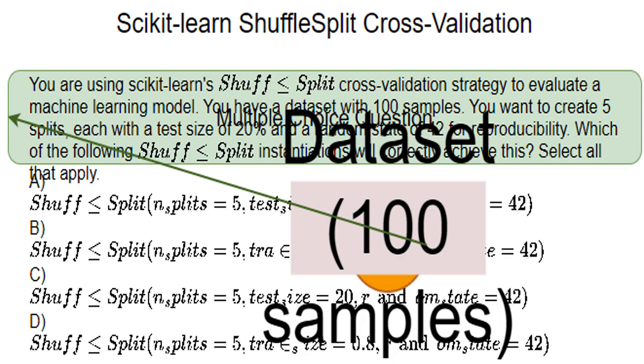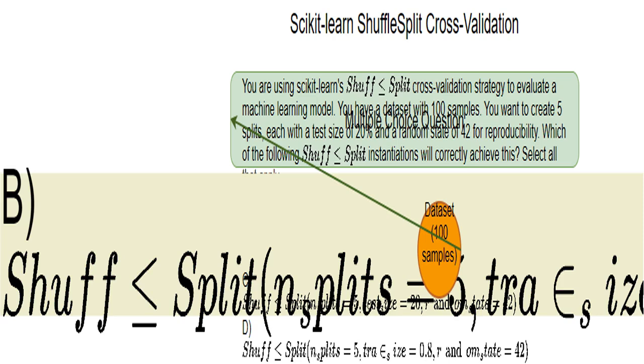I'm setting up ShuffleSplit here. N_splits equals 5 means 5 splits. Test_size equals 0.2 means 20% of the data for testing, and random_state equals 42 ensures the same random splits each time. Here, I'm specifying the training size directly. Train_size equals 80 means 80 samples for training, which leaves 20 for testing. 100 total minus 80 training equals 20 testing, matching my 20% goal.